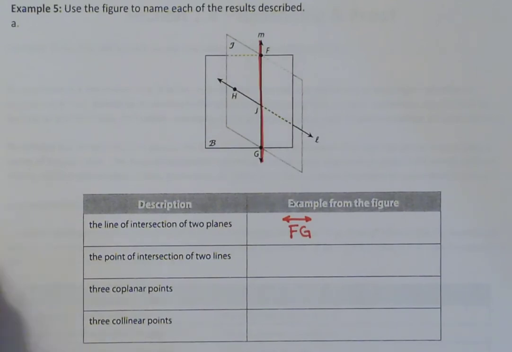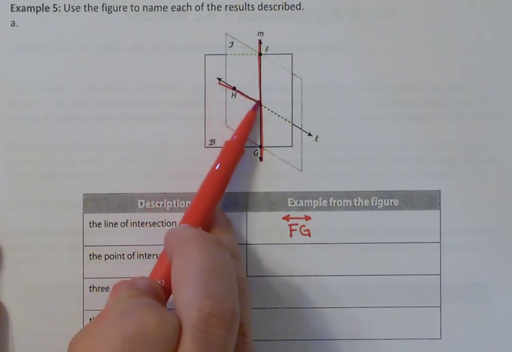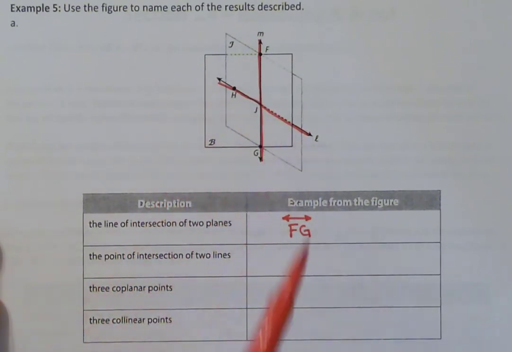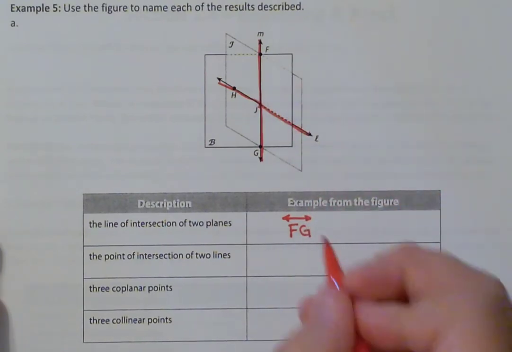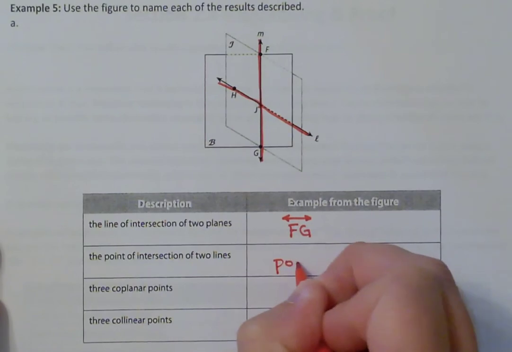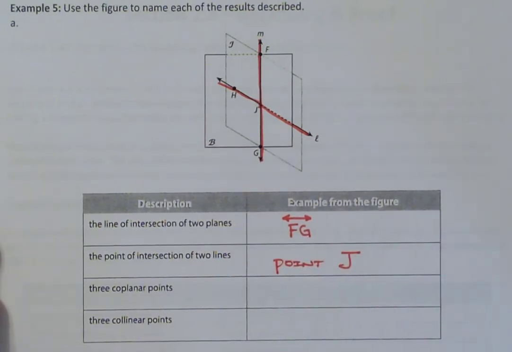All right, the next one talks about the point of intersection of two lines. Well, I have a line FG and a line HJ right there. These two lines are going to cross at the point J. So my example is point J.